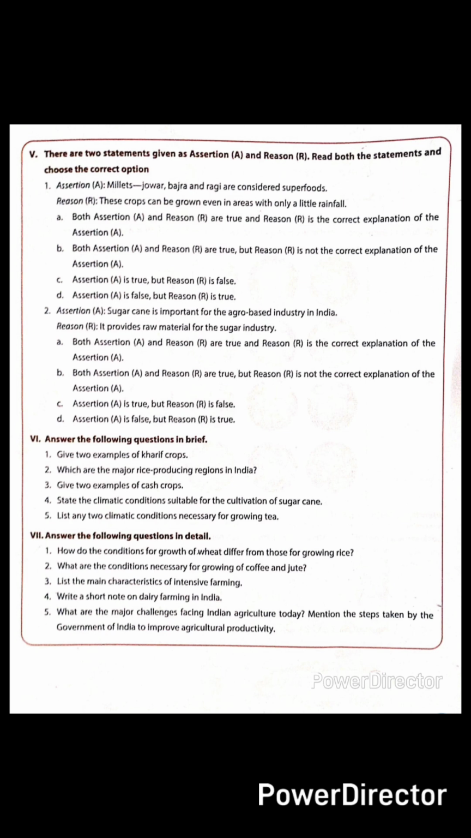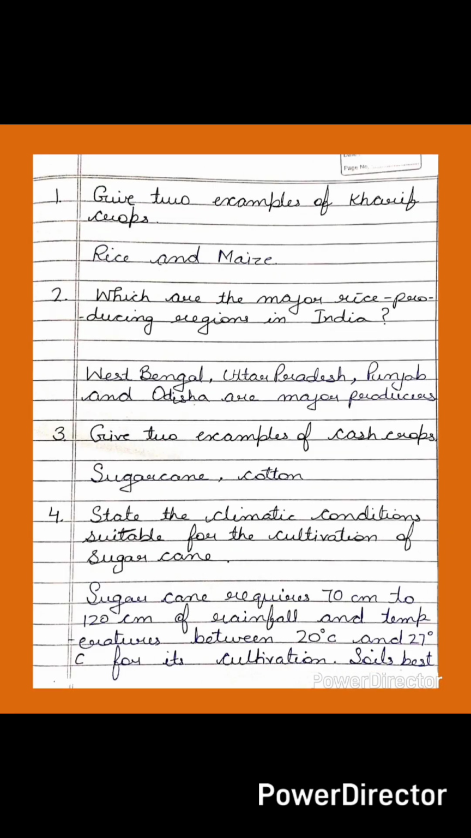Next, question answers. Answer the following questions in brief. Question number 1. Give two examples of Kharif crops. Two examples, rice and maize. Question number 2. Which are the major rice producing regions in India? Answer: West Bengal, Uttar Pradesh, Punjab, Odisha are major producers. Question number 3. Give two examples of cash crops, sugarcane and cotton.